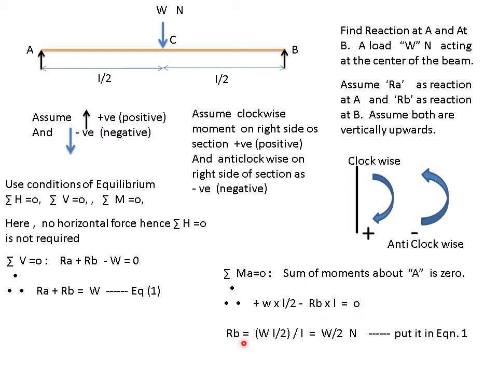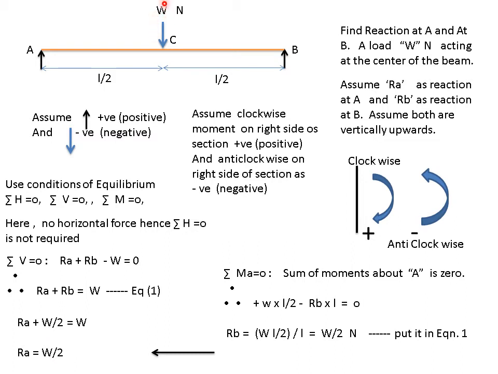So you get RB is equal to WL by 2 divided by this L. You get W by 2 in newtons. So reaction at B is equal to W by 2. Similarly, if you put this value in equation 1, I put this W by 2 in equation 1 as RB. I get RA plus W by 2 is equal to W. So you get RA also equal to W by 2.